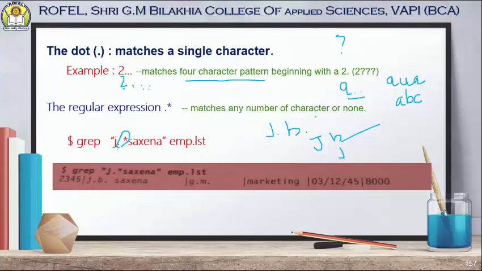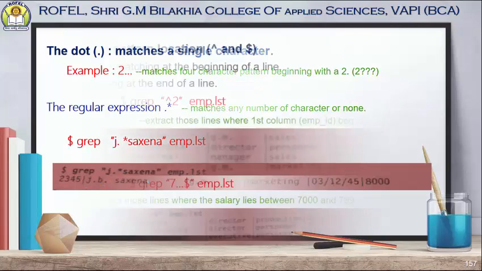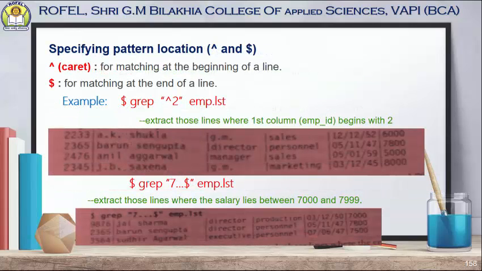It will match any number of characters or none. So it gives the output like that. It will match J dot B dot Saxena. We can write only, it will start with the J and end with the Saxena, and in between the number of characters are there. It is possible कि ये दोनों के बीच में बहुत सारे character होंगे या नहीं भी होंगे. So it will match dot star. Fine, and give the output like this. Fine, all of you. Then next.